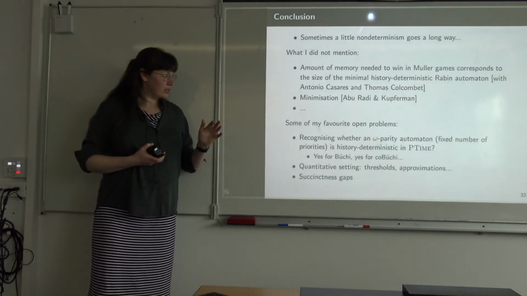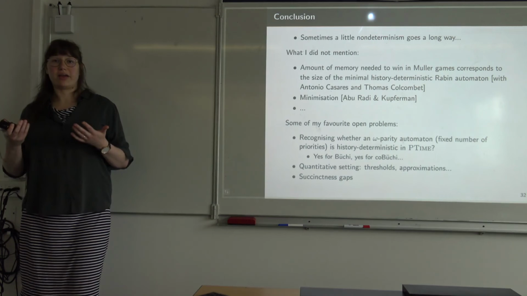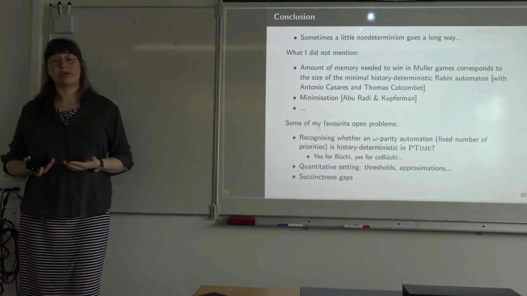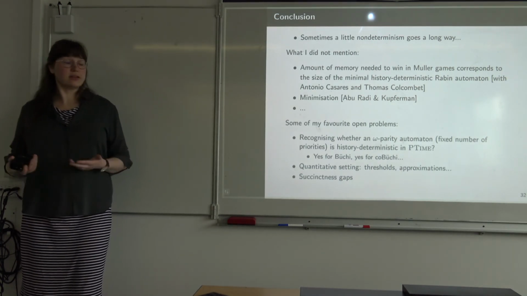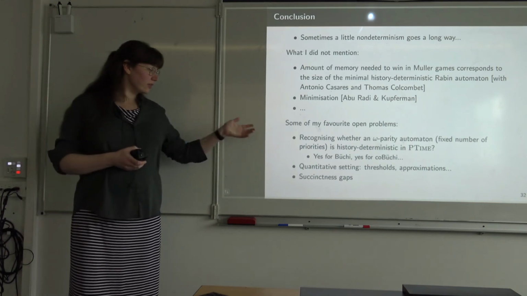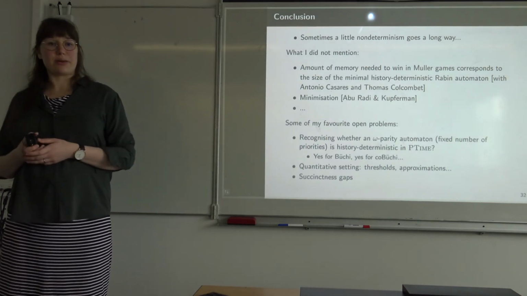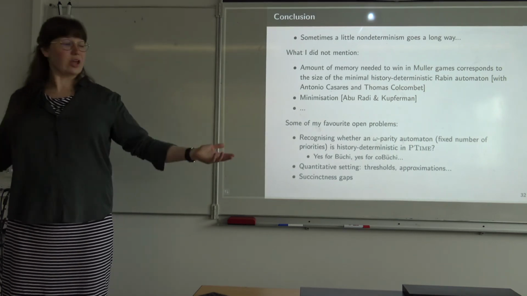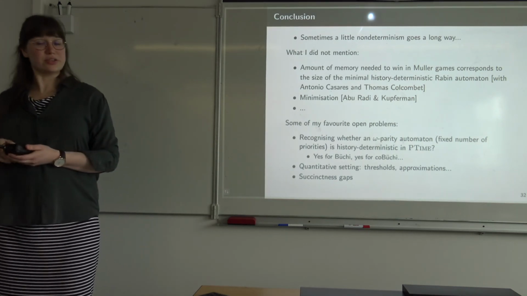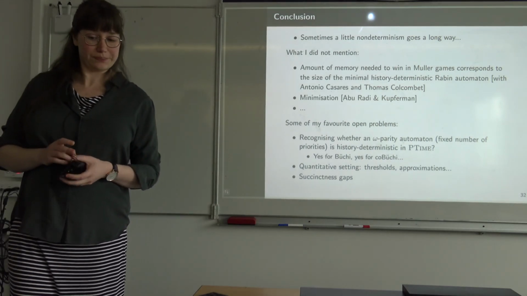The foray into quantitative automata has opened up a bunch of directions, namely once we work with quantitative automata, we can work with approximations and thresholds. So there's quite a lot of things to do there. And I mentioned, of course, these succinctness gaps, the quadratic one for Büchi, or the unbounded one for pushdown. So there's still a lot of things we don't understand about these automata.